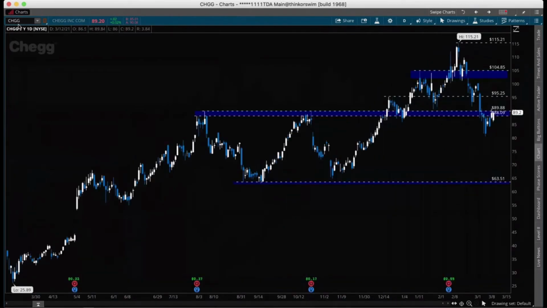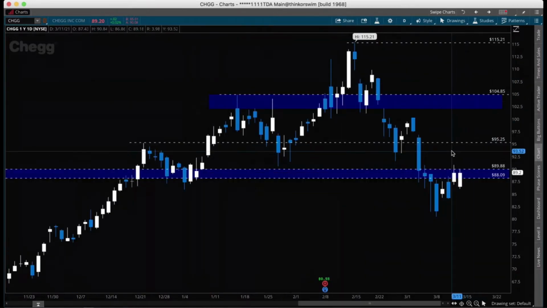I have a question real quick. After breaking that area of resistance, if it's with volume and it closes above it, would the next place of resistance be that 95.25?